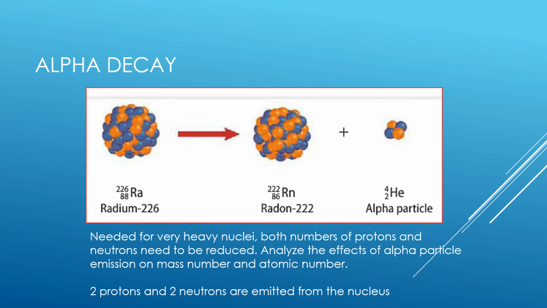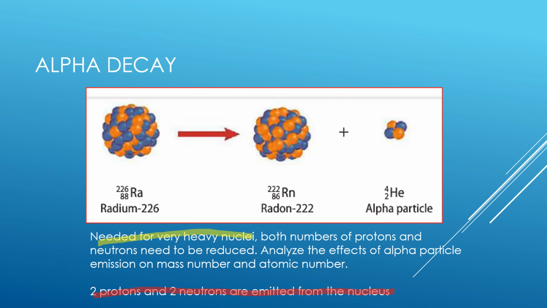Next up is alpha decay. I want you to write down for alpha decay that it is 2 protons and 2 neutrons emitted from the nucleus. I also would like for you to write down that alpha decay is needed for very heavy nuclei. 2 protons and 2 neutrons are emitted, and it's needed for very heavy nuclei. So we're talking very bottom of the periodic table. Way too many protons, we need to get rid of a bunch. Both numbers of protons and neutrons need to be reduced.